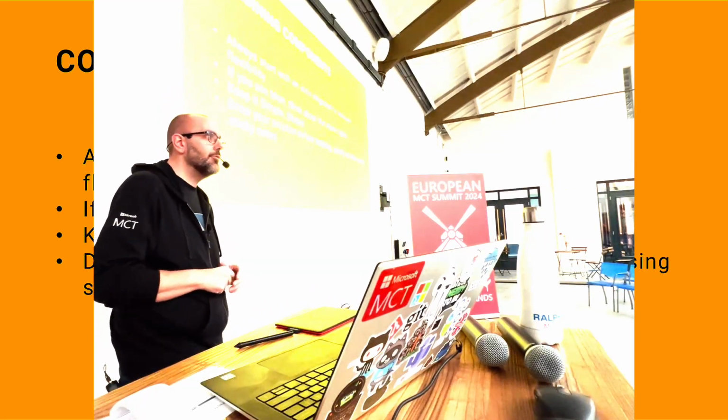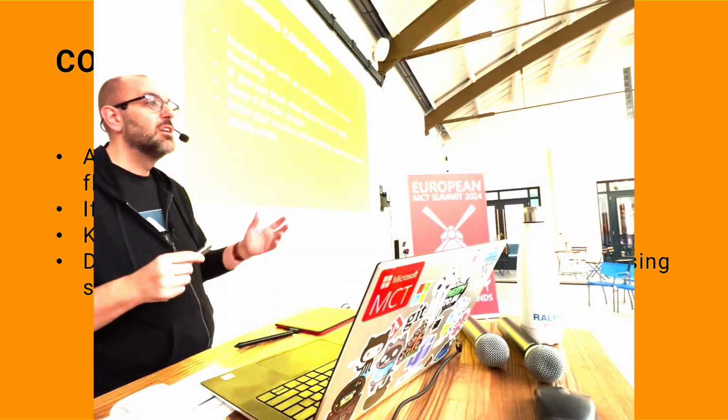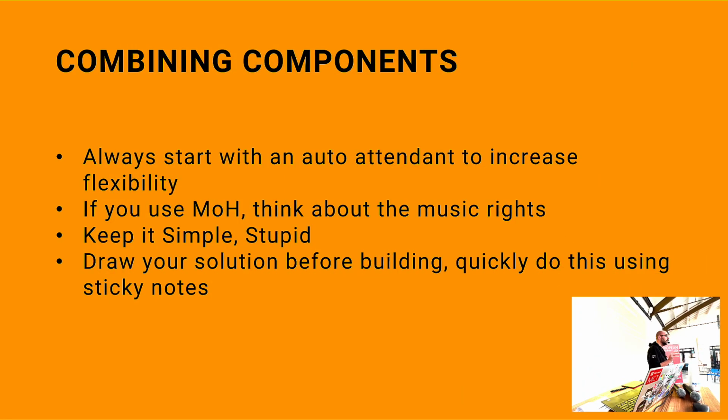If you're using music on hold, think about the music rights. Keep it simple. You don't need 4 or 5 or 6 different auto attendants. If you have 4 or 5 or 6 different locations, you can just have one auto attendant with one call queue attached to it, but with 4 or 5 different phone numbers. It makes it easier for you.